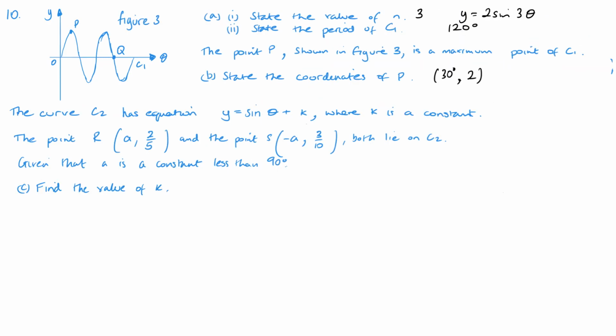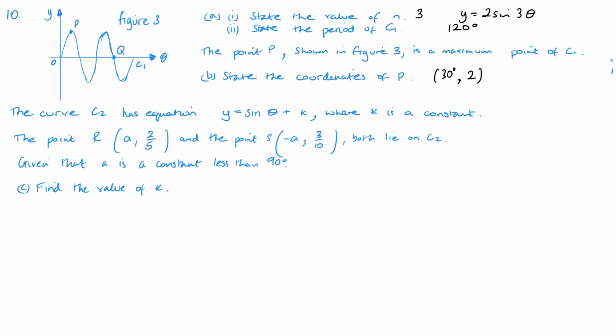Okay, now I can see where the C1 is because we've got a second curve. The curve C2 has equation y equals sine theta plus k. So same kind of graph, but obviously it would be like one loop to here and then they carry on there. Where k is a constant. The point R is (a, 2/5) and the point S is (minus a, 3/10). Both lie on C2. Given that a is a constant less than 90 degrees, find the value of k.